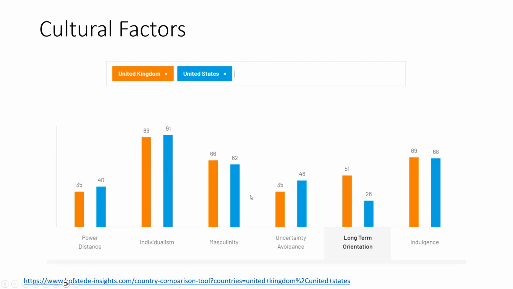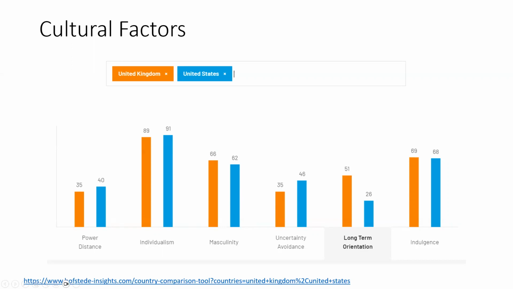Masculinity, I wish they'd come up with a new word for this, because I talked about this in class, and people don't like to talk about masculinity in this sense, but the way that they use masculinity is kind of the idea of competing, and the need to win versus the need for quality of life. And so UK and United States are both pretty competitive, and these kind of tend to go together with individualistic societies.